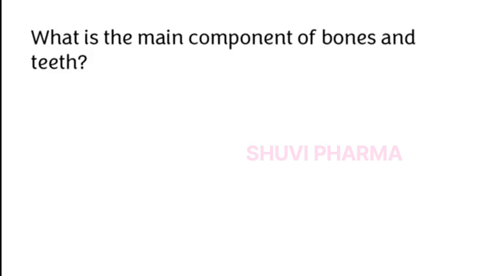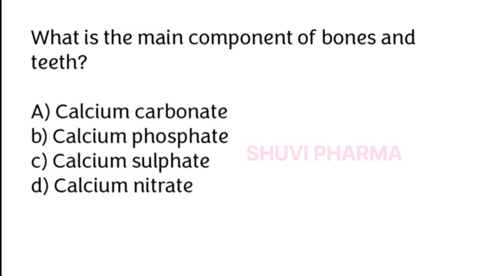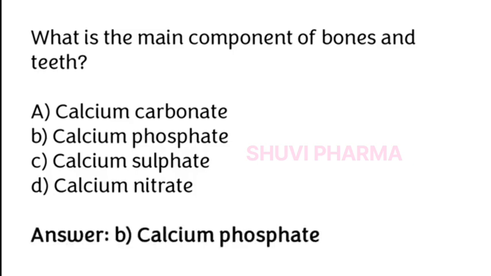What is the main component of bones and teeth? Calcium carbonate, calcium phosphate, calcium sulfate, calcium nitrate. The correct answer is option B. Calcium phosphate is the main component of bones and teeth.